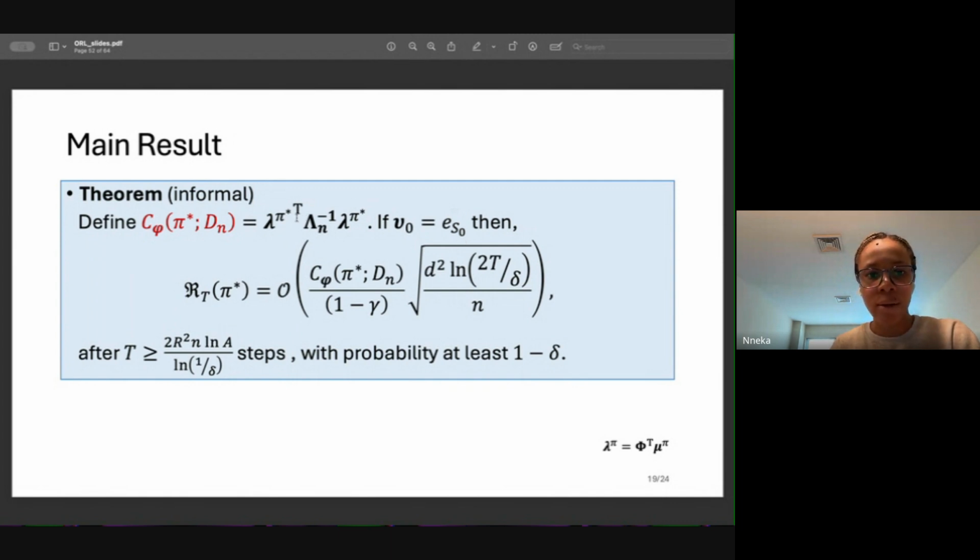and the data set covers well a single direction in the feature space that's characterized by lambda pi star, which is just the feature expectation under the occupancy measure mu pi star corresponding to an optimal policy, then we can guarantee this bound on the pseudo regret after a number of steps and a number of samples that depends on some parameters, but not on the number of states. And we have this guarantee with probability at least 1 minus delta.